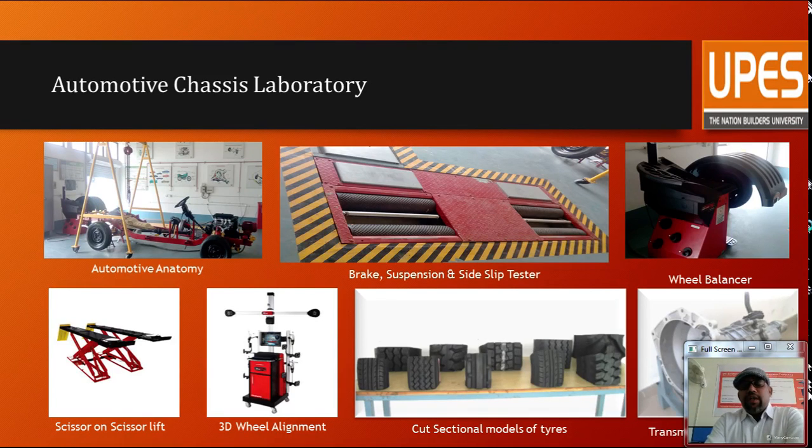But the government is not satisfied with that. They want to test the vehicle based on brake, suspension and side slip, and check whether the vehicle is within the limits given by the government norms or not. That's why two to three years back we introduced this brake suspension tester and side slip tester at the University of Petroleum for automotive students, as well as the wheel balancer and scissor lift. This helps to check wheel alignment, and the wheel alignment machine is also updated.